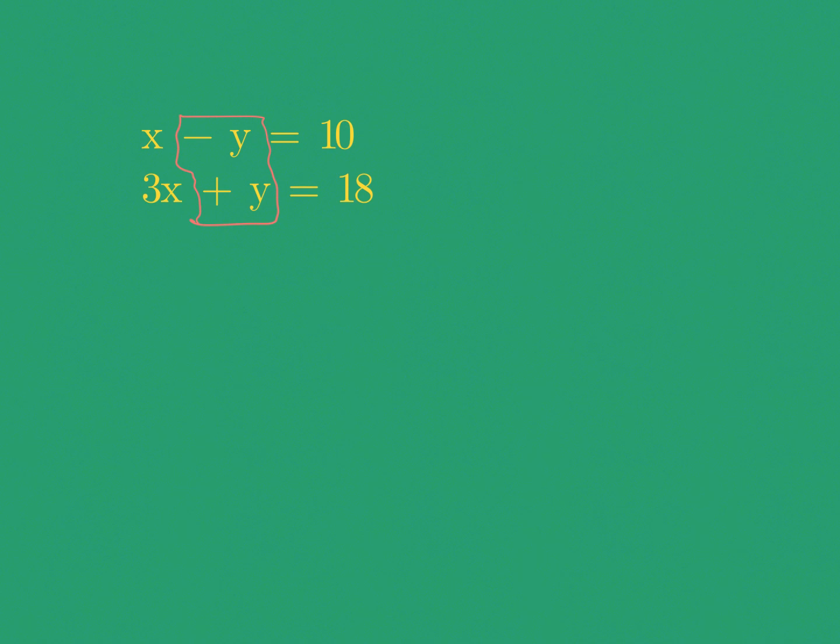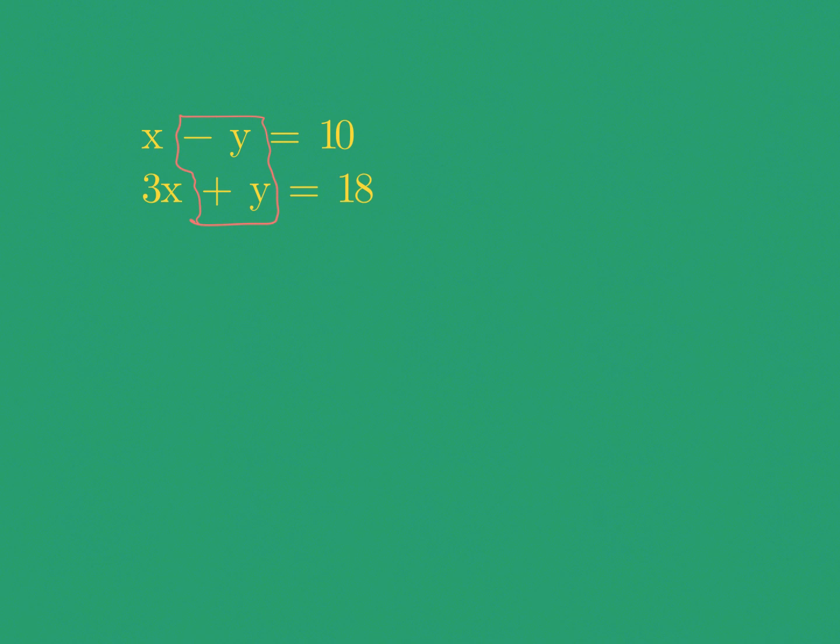If you were to take negative y and positive y and add those together, what would you get? What would negative y plus y be? Okay, let me ask it a different way. What would negative 5 plus 5 equal? 0. So what does negative y plus y equal? 0. Okay?